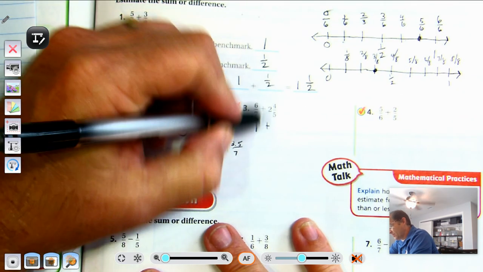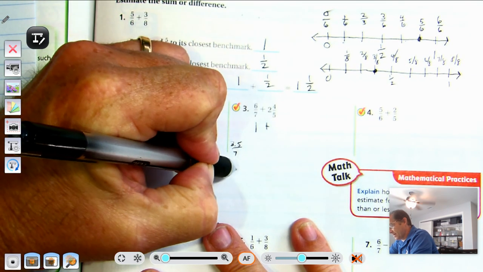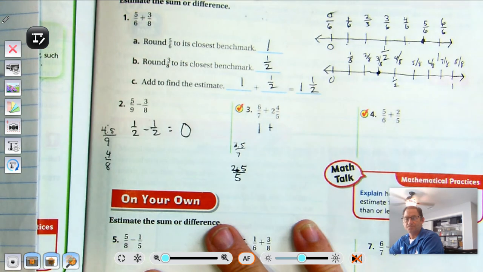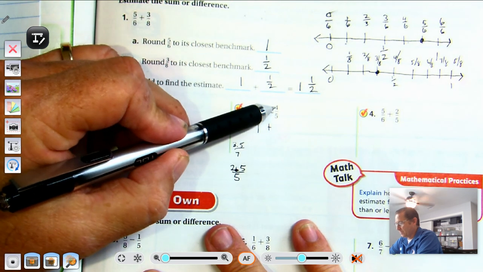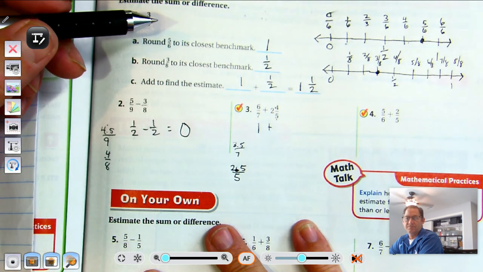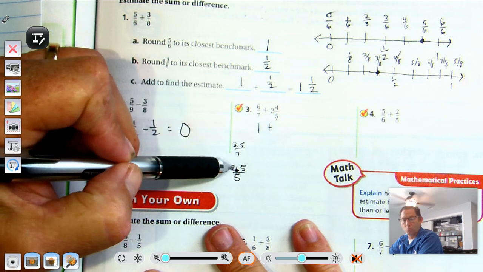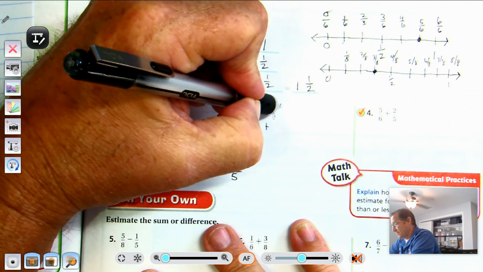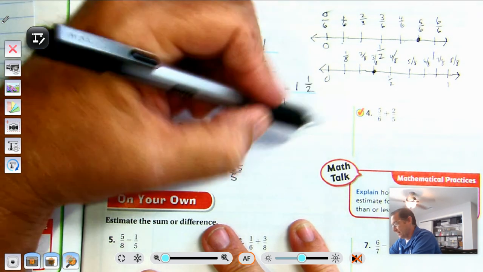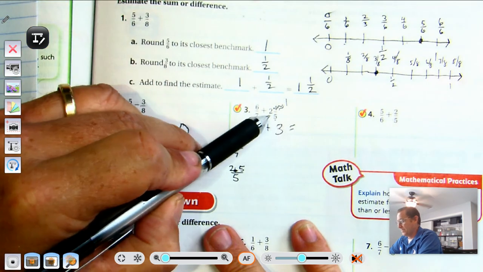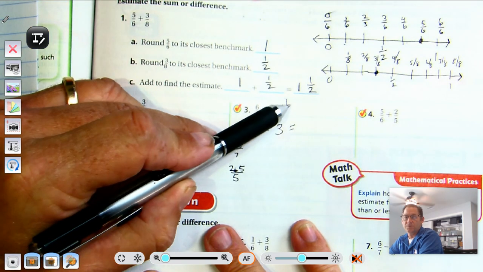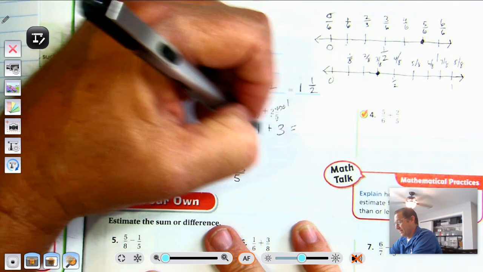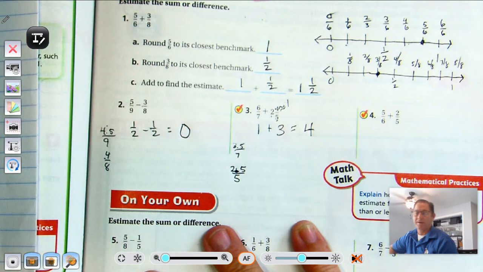2 and 4/5. We're going to focus on the 4/5. And half of 5 is 2.5. When I look at the 4, it's only one jump away from 5. And it's over 1 to get back to 2.5. So I'm going to make the 4/5 1, and 2 plus 1 is 3, right? Because we have 2 and 4/5. So the 4/5 is closer to another whole. So 2 plus the whole gives us 3. And 1 plus 3 is 4. So my estimate is about 4.